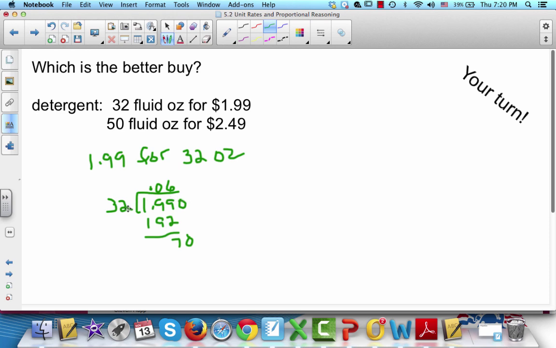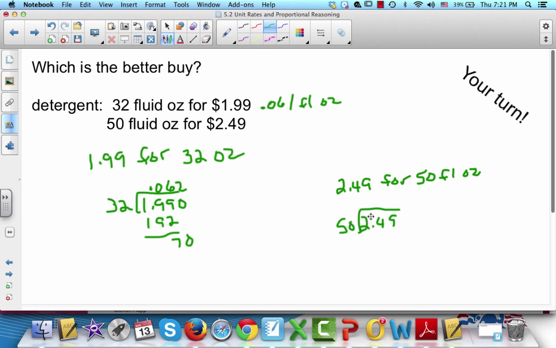Put the 0 there. 32 goes into 72 times. So this one is going to be 0.06. So 0.06 per fluid ounce. And then we go to the second one. It's $2.49 for 50 fluid ounces.